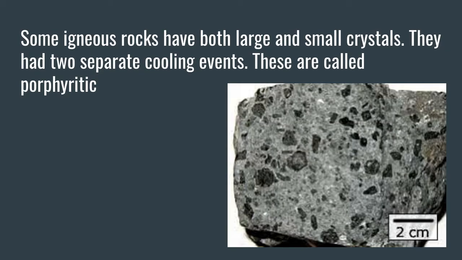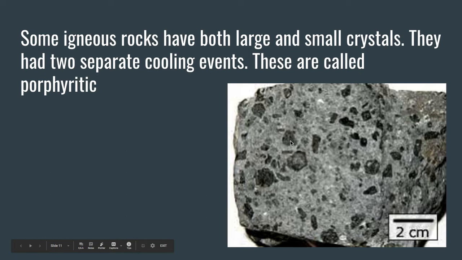All right. And then we have some igneous rocks that are weird, that have both large and small crystals. These are called porphyritic. So they have large and small crystals. All this means is that there were two separate cooling events. So we have this porphyritic rock.